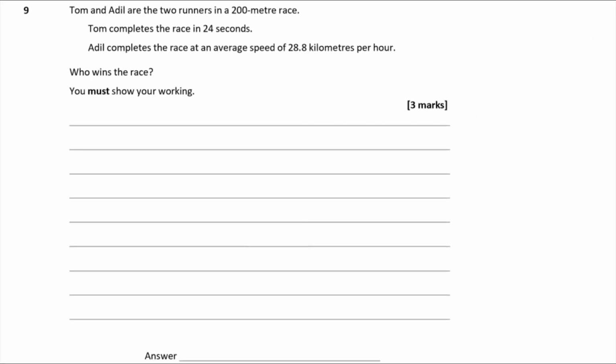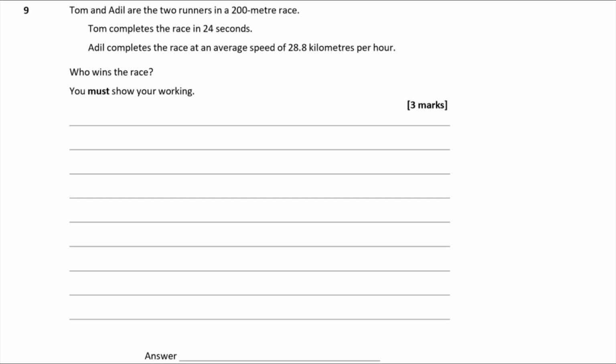Question 9. Tom and Adil are the 2 runners in a 200-meter race. Tom completes the race in 24 seconds. Adil completes the race at an average speed of 28.8 kilometers per hour. Who wins the race? You must show your working.